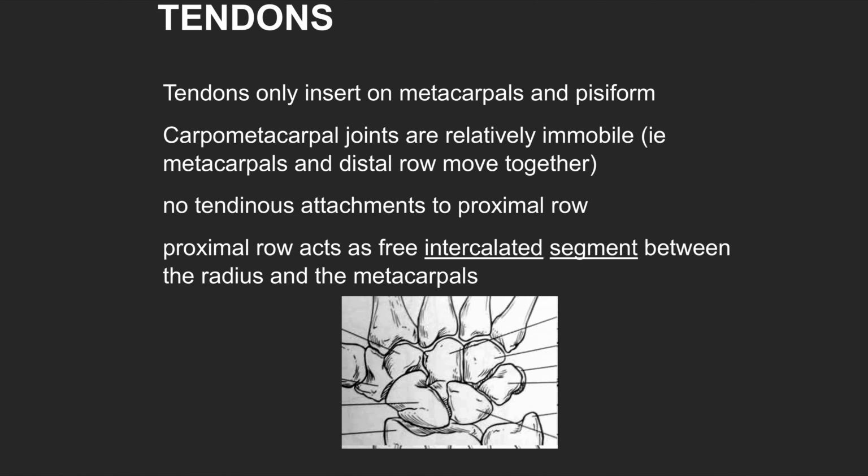The tendons, extensor or flexor, only insert on the metacarpals and the pisiform, and not on the carpal bones. And that's why the carpus was referred to as an intercalary link system. The carpometacarpal joints are relatively immobile, as we spoke about, and there are no tendinous attachments to the proximal row of the carpus. So the proximal row acts as a free intercalated segment between the radius and the metacarpals. The distal row is more fixed.